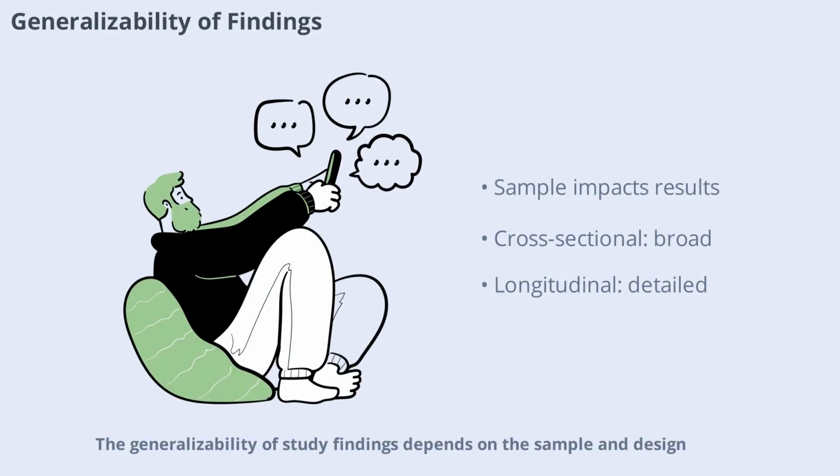Generalizability of study findings depends on the sample and design. Cross-sectional studies can provide broad insights if the sample is representative. Longitudinal studies offer detailed information about changes but may be limited to specific groups. Researchers must consider these factors when interpreting results.